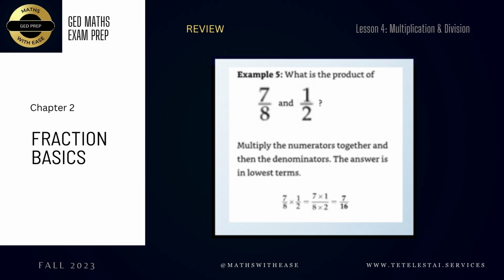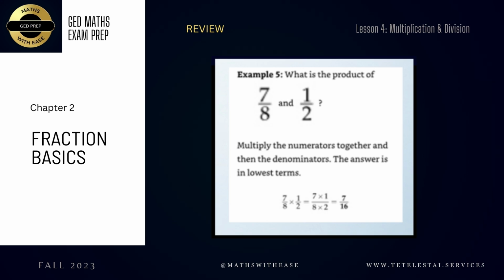So in this particular example, we're being asked to find the product of 7/8 and 1/2. So we simply just multiply across. 7 times 1 is 7. 8 times 2 is 16. And we have our answer, 7/16. This is the lowest term.